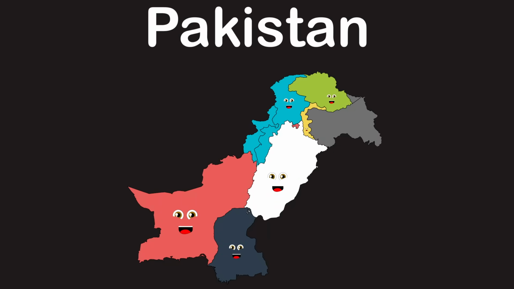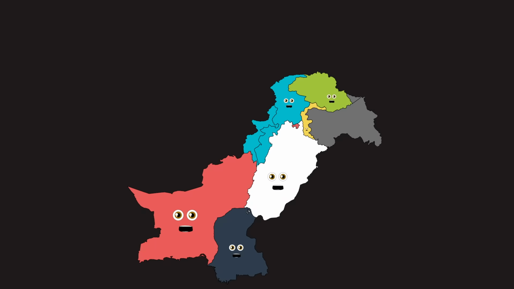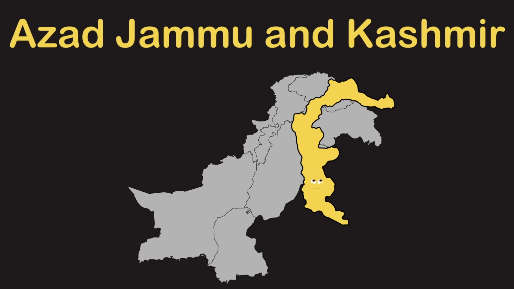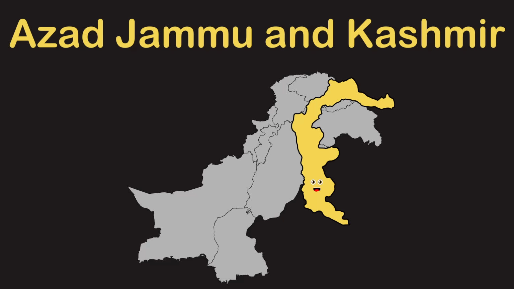Let's make a plan to learn the land of our Pakistan, where the administrative units span. Come visit our country of Pakistan. Azad, Jammu and Kashmir is to the east, as you can see right here. I'm an autonomous territory.